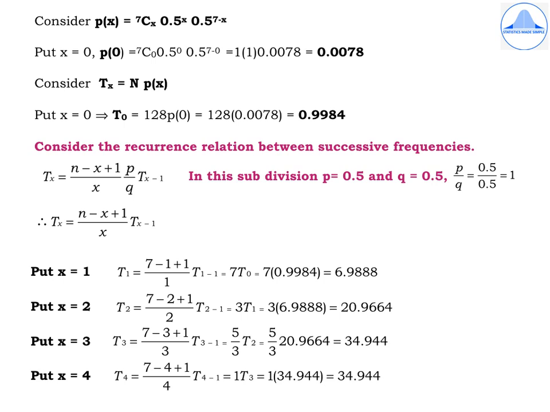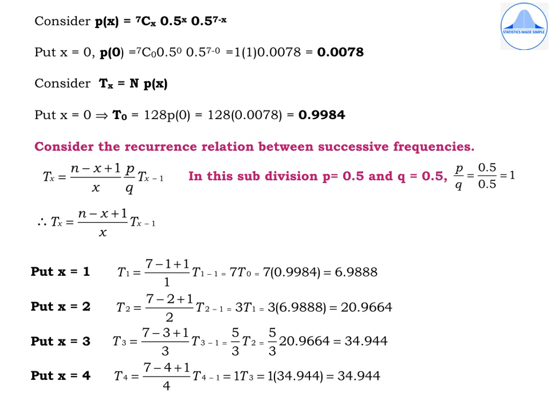All you have to do is put x equal to 1. So you get T1 is equal to 7 minus 1 plus 1 whole divided by 1, T1 minus 1, which is 7 T naught, which is 7 into 0.9984, which simplifies to 6.9888. Similarly, put x equal to 2. So you'll get T2 is equal to 7 minus 2 plus 1 by 2, T2 minus 1, which is equal to 3 T1, which is 3 into 6.9888, which is 20.9664.